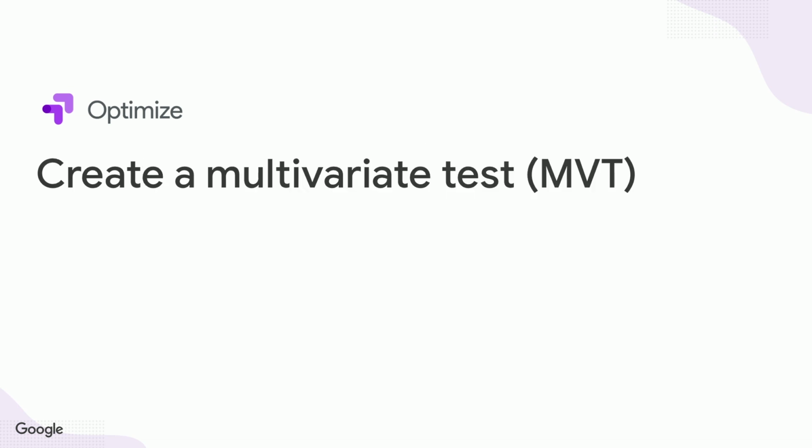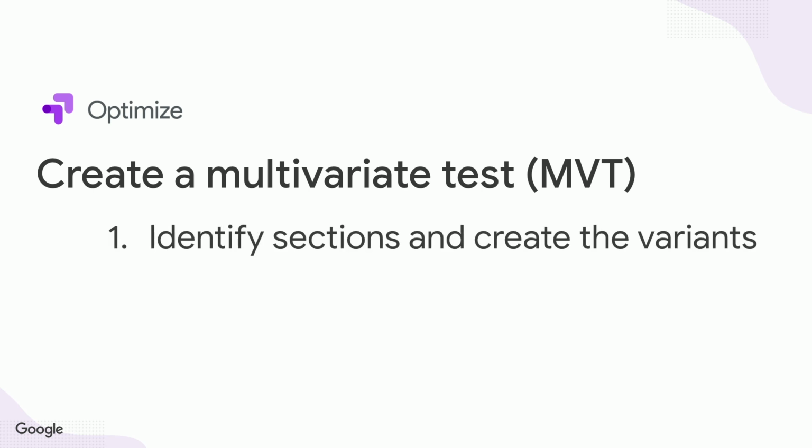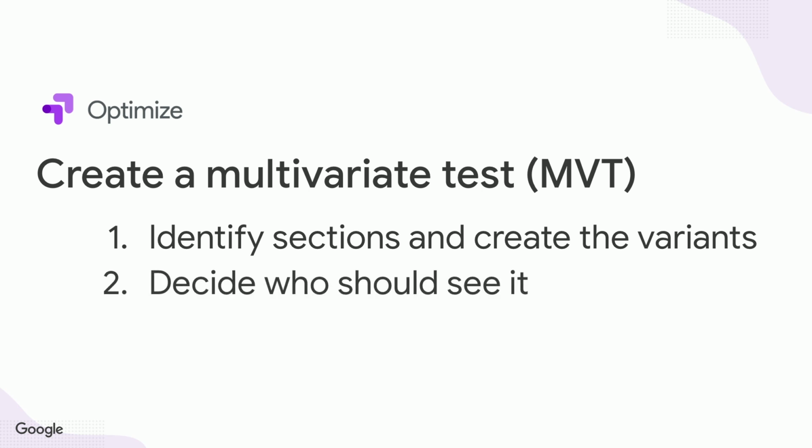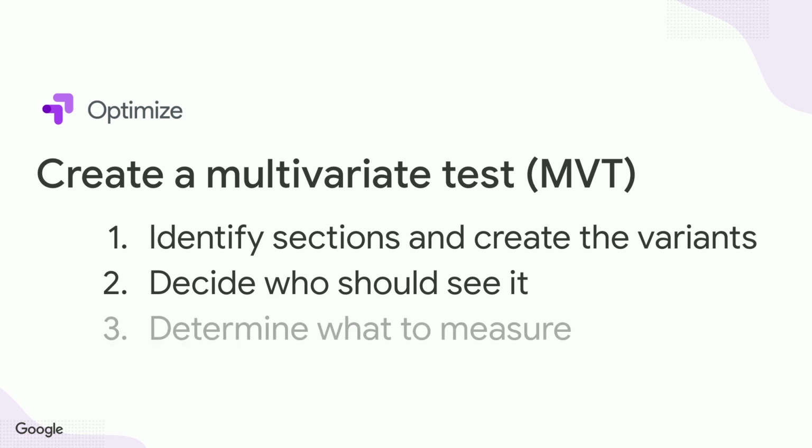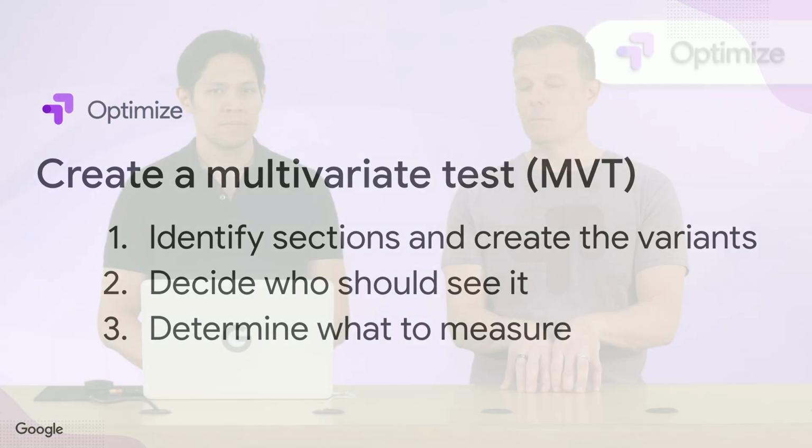So, how do you do it? You can create a test in 3 steps. First, identify the sections and create variants in each one. Second, you need to decide who should see it. And then finally, you need to determine what it is you want to measure.